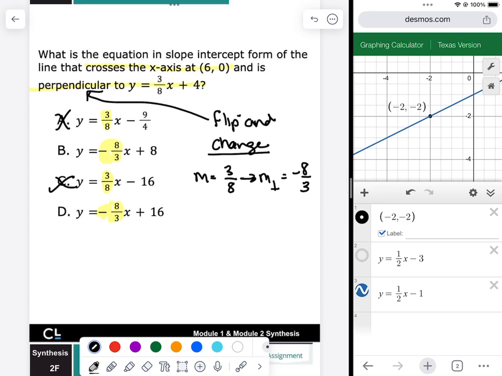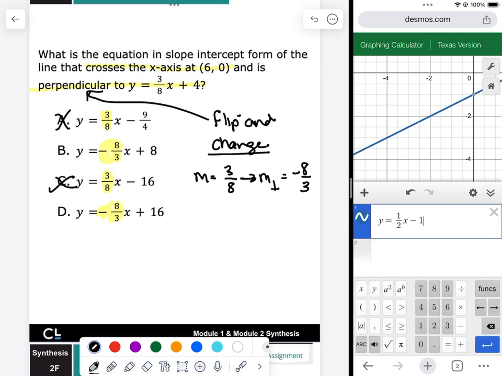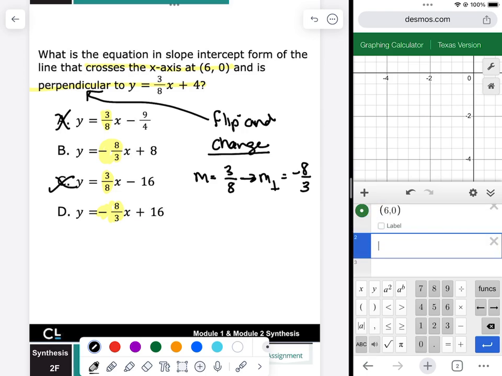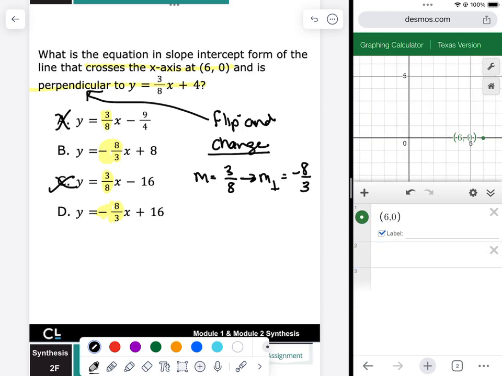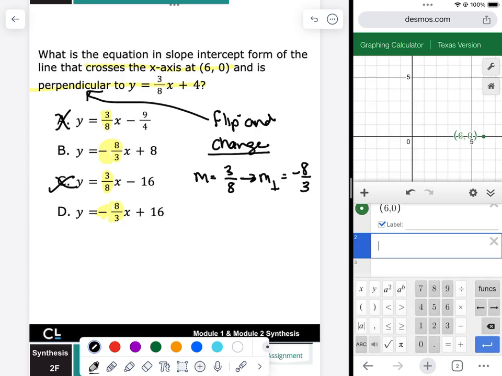Cool, so now the whole point is, does it touch at 6, 0? So let's just go ahead and put this in Desmos, 6, 0. You're going to hit label. But wait, I can't see it. Just zoom out. It's no problem. All right, now you're going to put y equals -8 divided by 3x plus 8. Hey, I like it. Does not touch the green point, though.